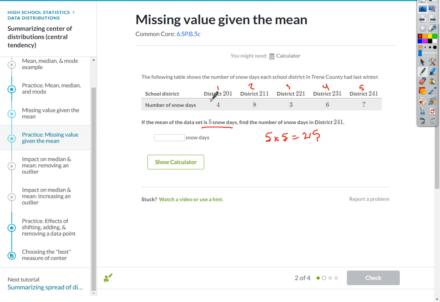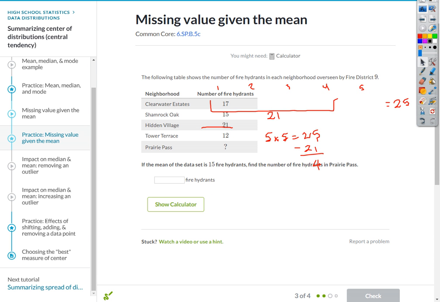But how many days do we have so far? It's the sum of 4, 8, 3, and 6. So 4 plus 8 is 12, 12 plus 3 is 15, 15 plus 6 is 21. So this is 21. So if the whole thing is 25, then the missing number is just 25 minus 21, which is just 4. And that's literally all you're doing. Let's try another one.